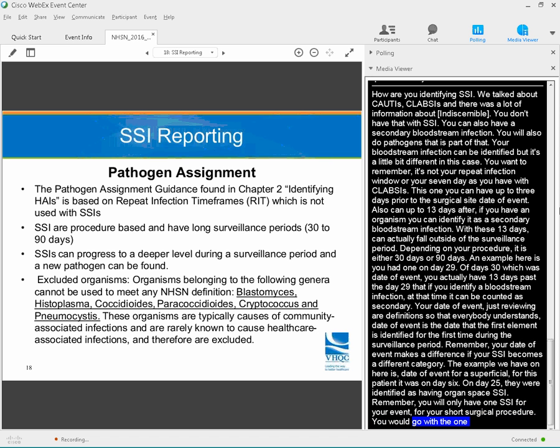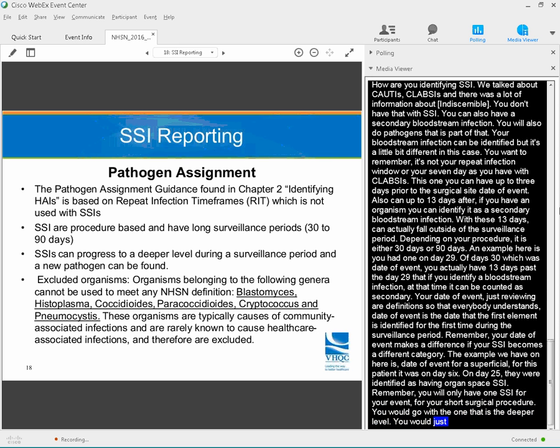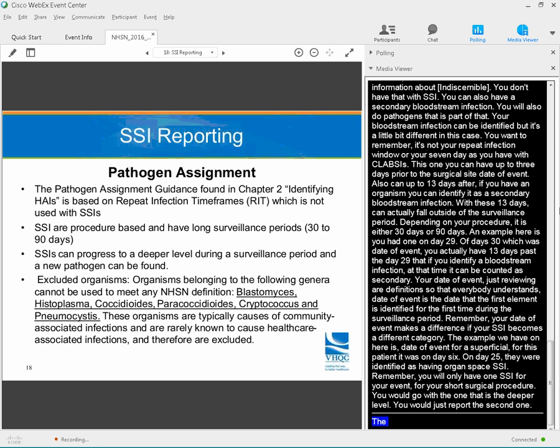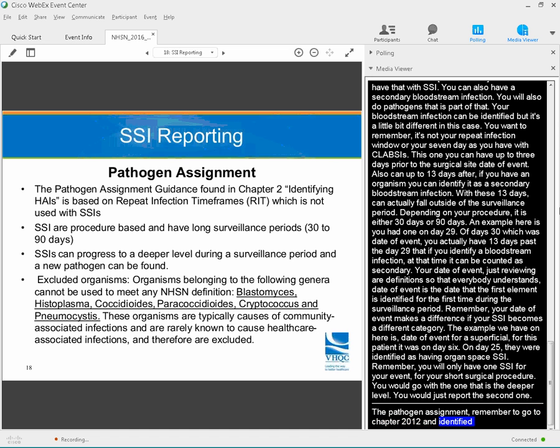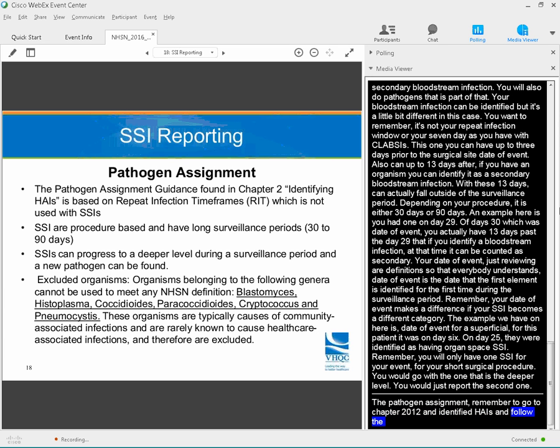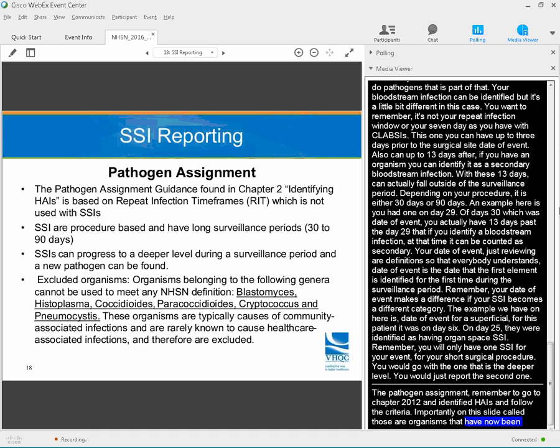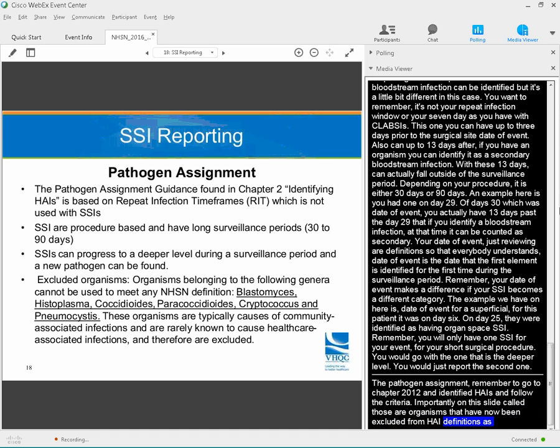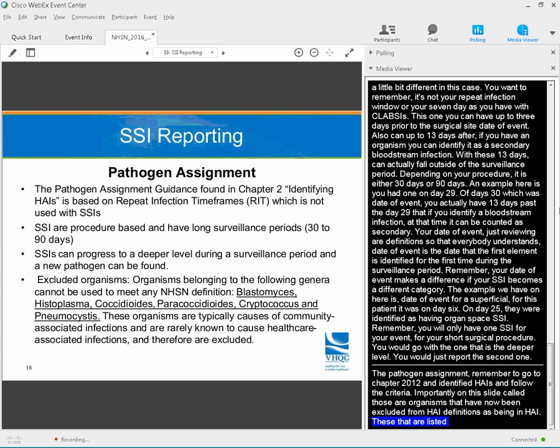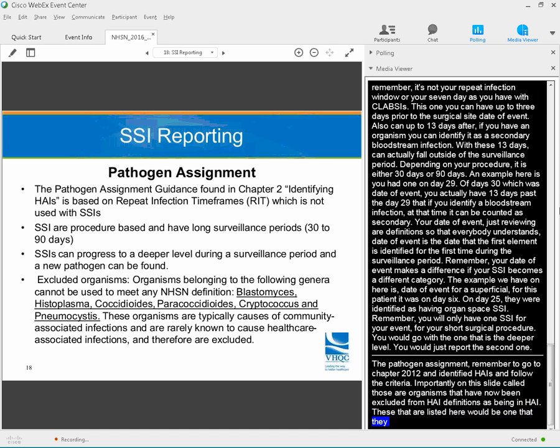The pathogen assignment, just remember to go to Chapter 2 and identifying HAIs, and remember to follow your criteria there. The most important part on this slide is to remember that there are certain organisms that now have been excluded from NHSN definitions as being an HAI. So these that are listed here would be ones that they consider community infections, and it would rarely have caused any type of healthcare-associated infection.